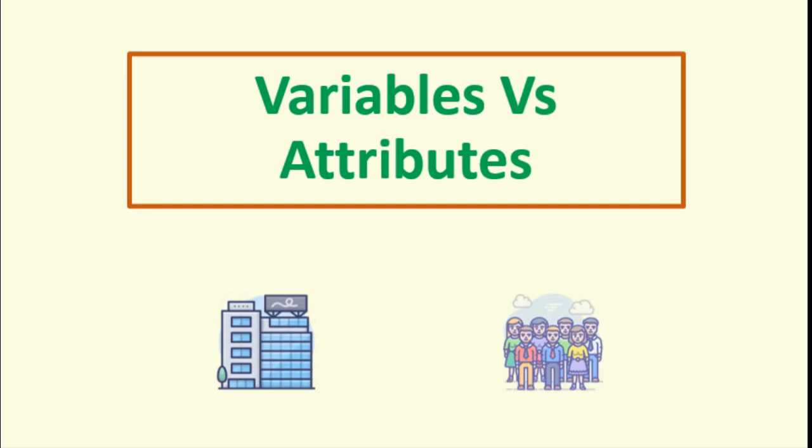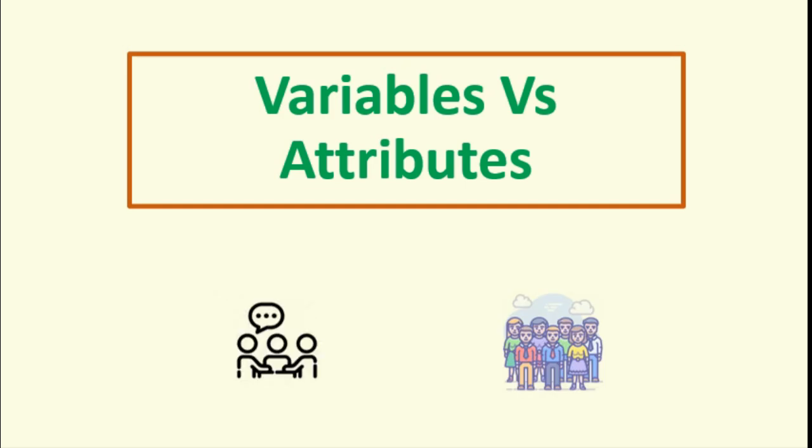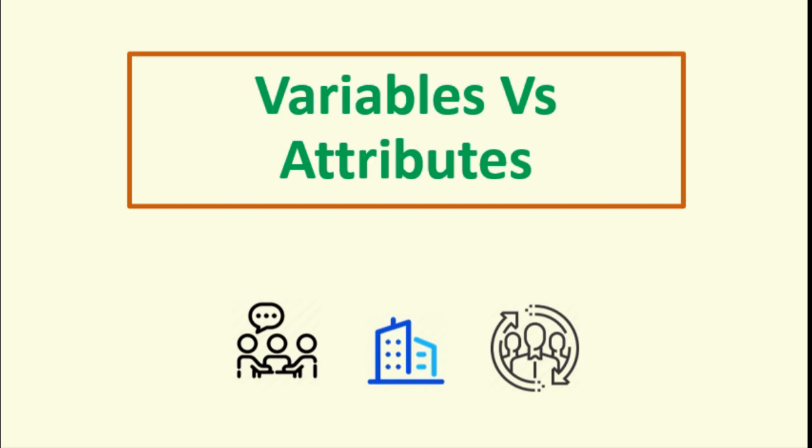In this first example, let me imagine a big company with lots of people working there. So in this big company, each person has certain details about them. These details help us to know more about each person. Let's look at these two words now, the attribute and the variable. Let's talk about an attribute.